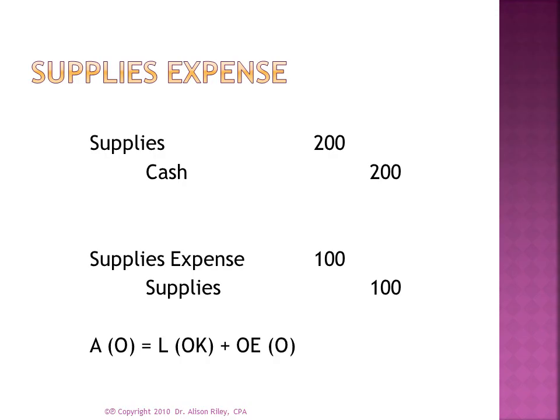Be sure to note the difference between these similar sounding accounts. Supplies or supplies inventory is the asset account which measures the quantity of supplies on hand. Supplies expense is the expense account which measures the quantity of supplies consumed during the accounting period.